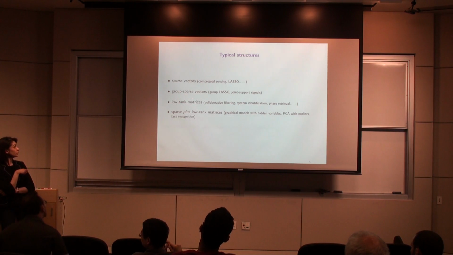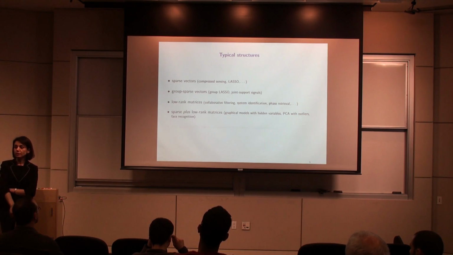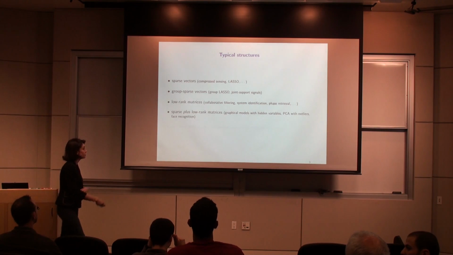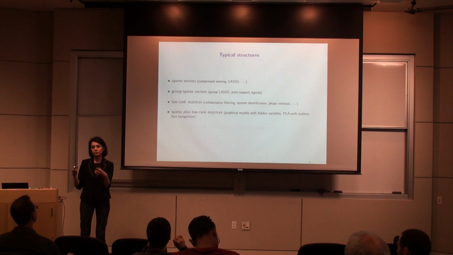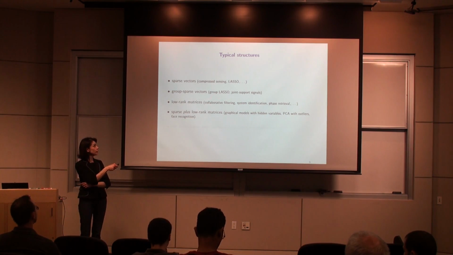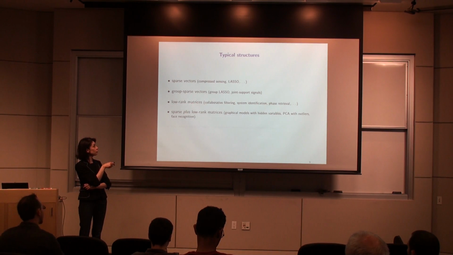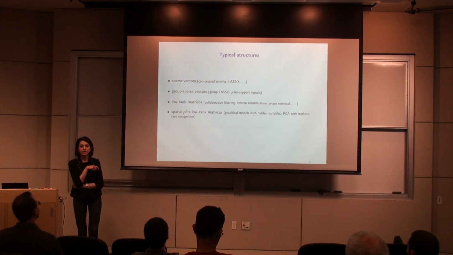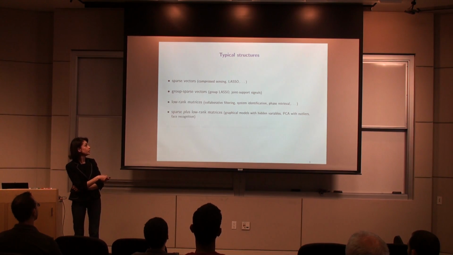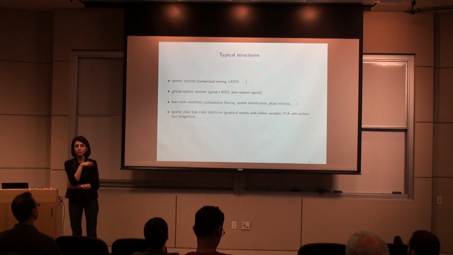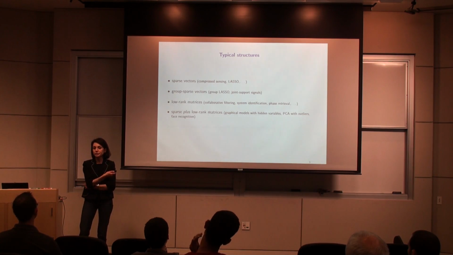Another variation on this idea is group sparse vectors, which are, again, vectors. It's a variation on sparse vectors where you have non-zeros, but they're grouped together. And that comes up in group lasso and also in signals that have joint support, recovery of signals with multiple measurements. Another type of structure we're interested in comes up in matrices that have a small rank, a small number of non-zero singular values. Comes up in, for example, collaborative filtering, such as recommender systems.